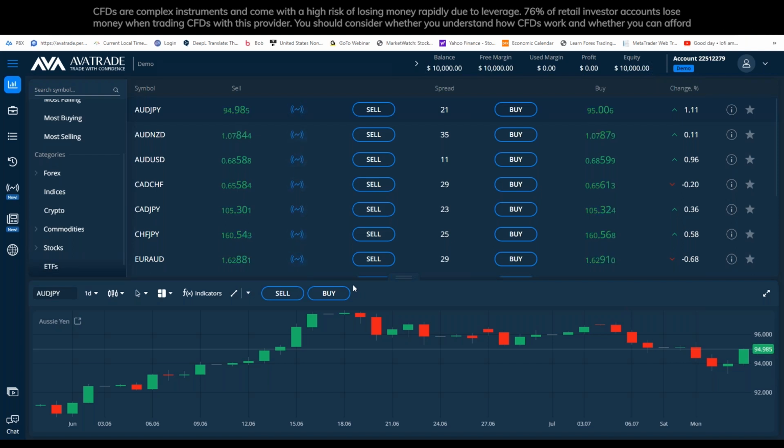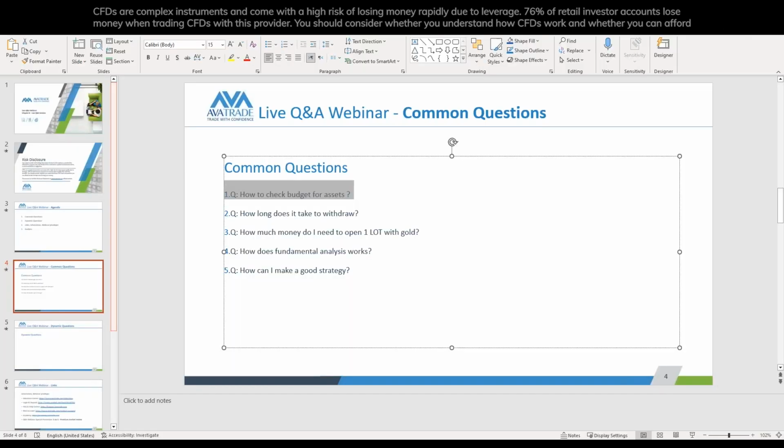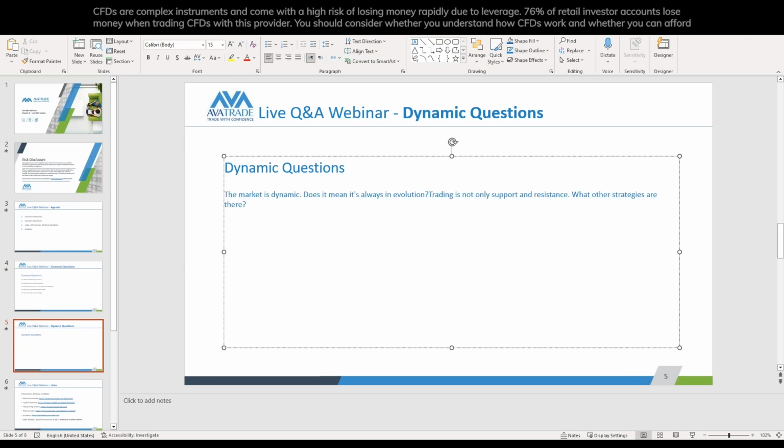The market is dynamic. Does it mean it's always, okay. Evolution, trading is not only support and resistance. What other strategies are out there? Well, Roberto, that's a good question, right? So we're gonna take your question, Roberto, and what we're gonna do is paste it over here. Hopefully it's in blue. How surprising. Okay, let's somehow, can we make it black? Okay, it seems so. And there we go. Let's hope it's gonna stay that way. Nice one.